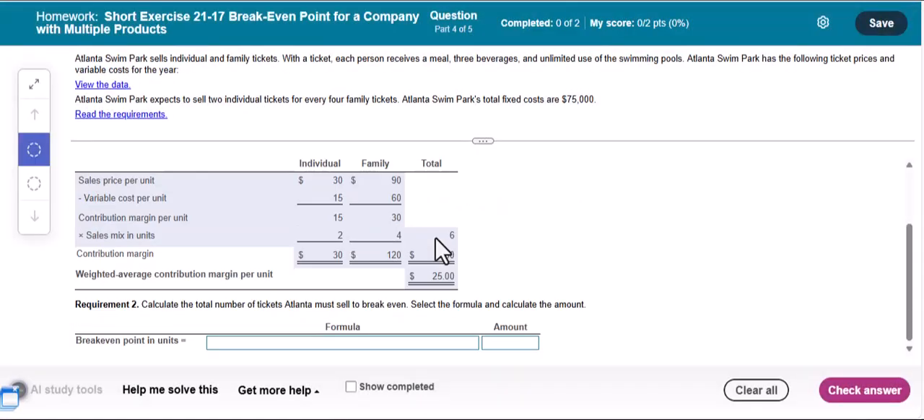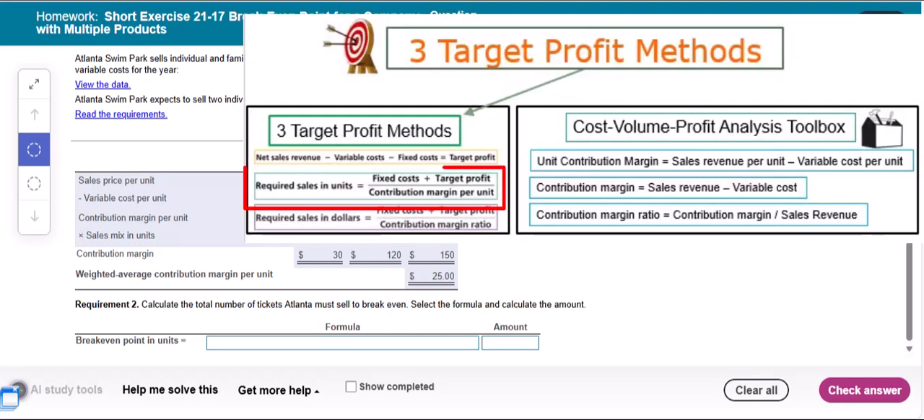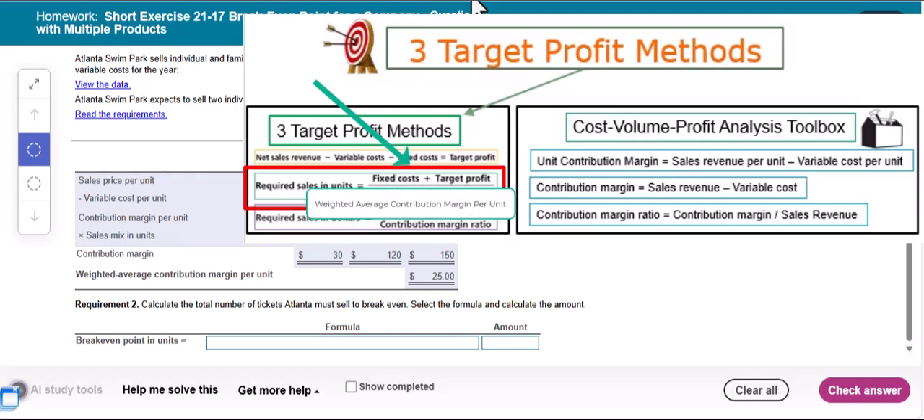Well done. Okay, now in requirement 2, we have to calculate the total number of tickets Atlanta must sell to break even. Select the formula and then calculate the amount. So again, break even is just a target profit analysis with a target profit of 0. So the required sales in units is fixed cost plus target profit, but instead of a contribution margin per unit, it's weighted average contribution margin per unit since we have multiple products.